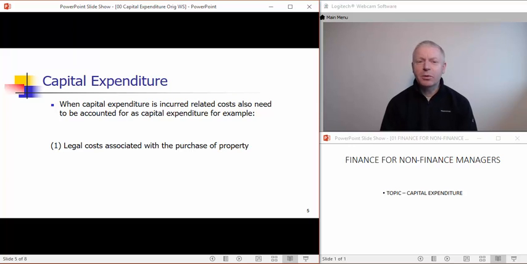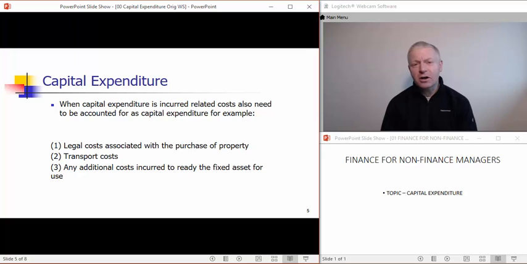Another item you need to be aware of would be transport costs. Let's say you're buying some machinery in America and you're exporting it over to Europe. The cost of the transport would also need to be added on to the actual price of the equipment you're purchasing. And then finally, any other costs that are incurred in order to get the fixed asset into operation in your organization. So if you have to get a technician to integrate some machinery into your production line, that would also be the case.